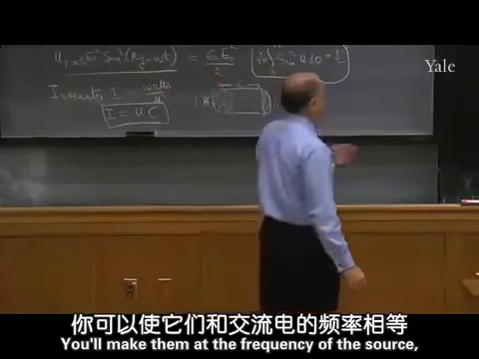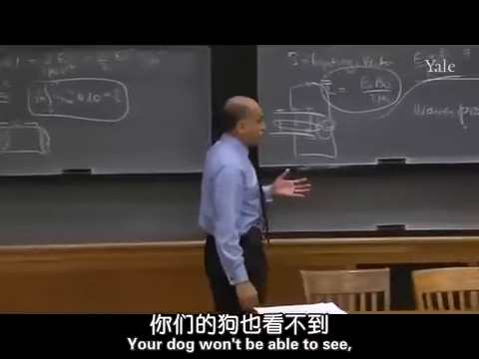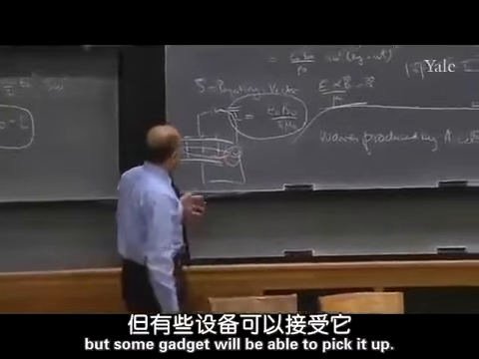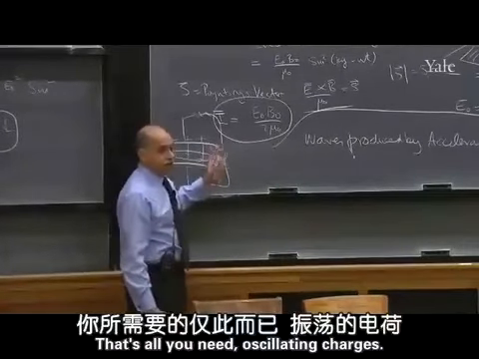You will make them at the frequency of the source, so you won't be able to see it. Your dog won't be able to see it, but some gadget will be able to pick it up. That's all you need, oscillating charges.